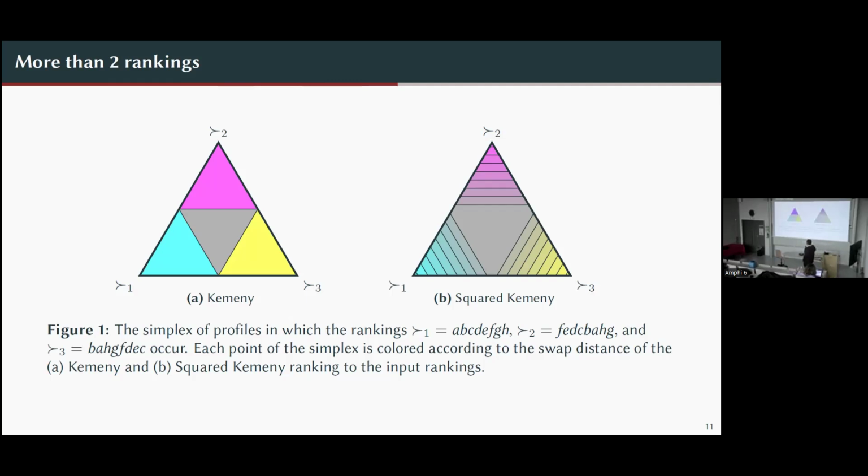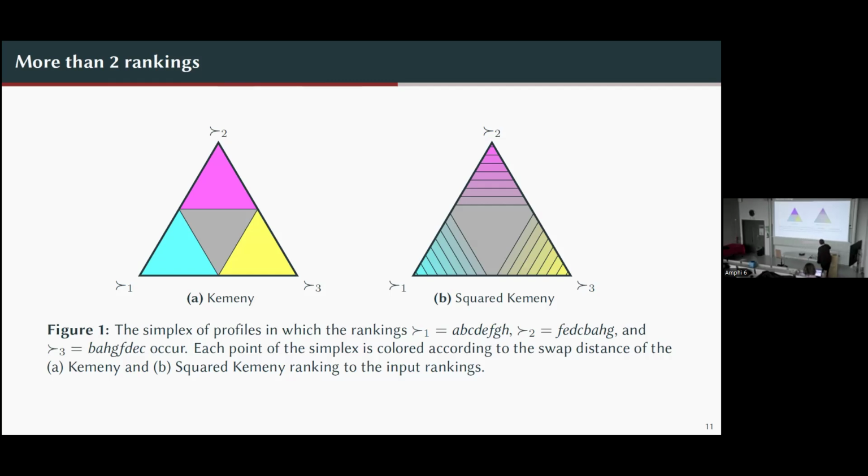First we look at Kemeny, we look at the simplex of possible weightings of those three rankings. And the color is more cyan the closer you are to the first input ranking, more yellow the closer you are to the third one, and magenta the closer you are to number 2. And we see that Kemeny, if you're mixing it almost equally, then it takes a particular one. Otherwise, it just copies perfectly these extreme points, matching our intuition.